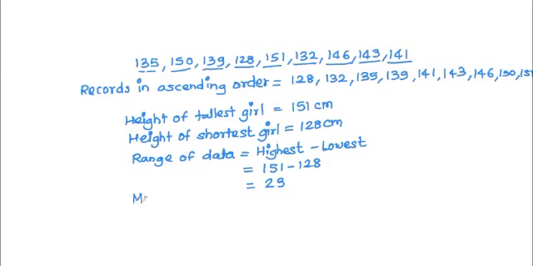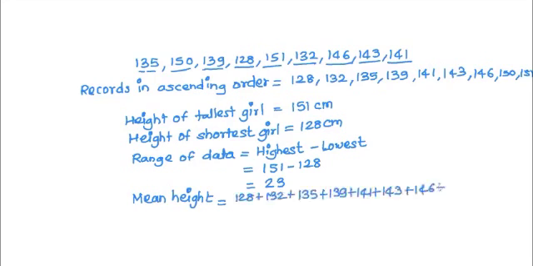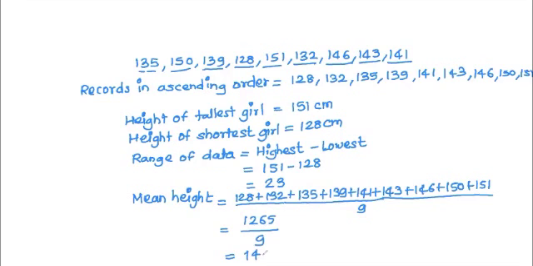The mean height is equal to, let's add all the heights and divide by 9 as there are 9 students. That is equal to 1265 divided by 9, and that is equal to 140.55 centimeters.